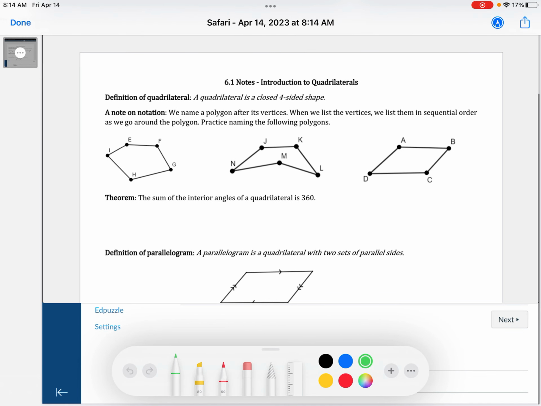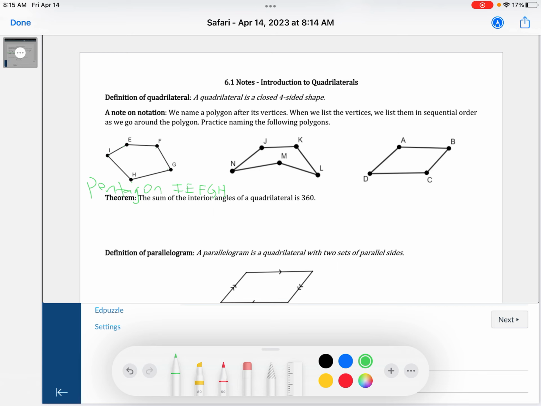When we name a polygon, basically a shape, we name it by its vertices. Vertices are its corners. And we name the vertices in order. So I could call this one, let's see, there's 1, 2, 3, 4, 5. There's 5 sides here. So we could call this pentagon. And we can call this I, E, F, G, H. Yep, or we could call this F, G, H, I, E.